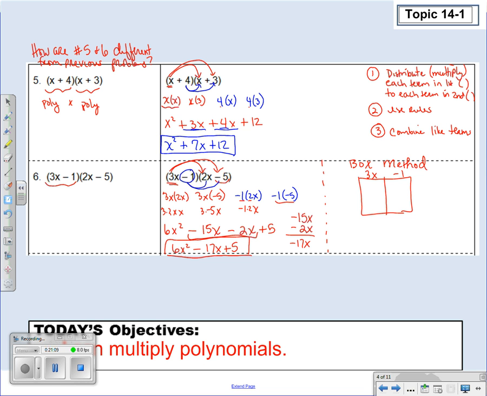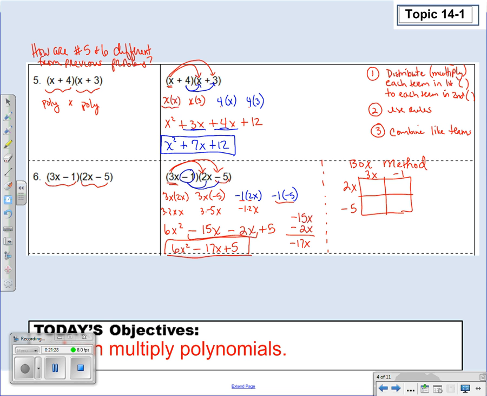So it's how many columns I have. The number of rows come from the second parenthesis. We have a 2x and a negative 5. So I put a line between those. And now we are going to fill in the box by doing your multiplication table.